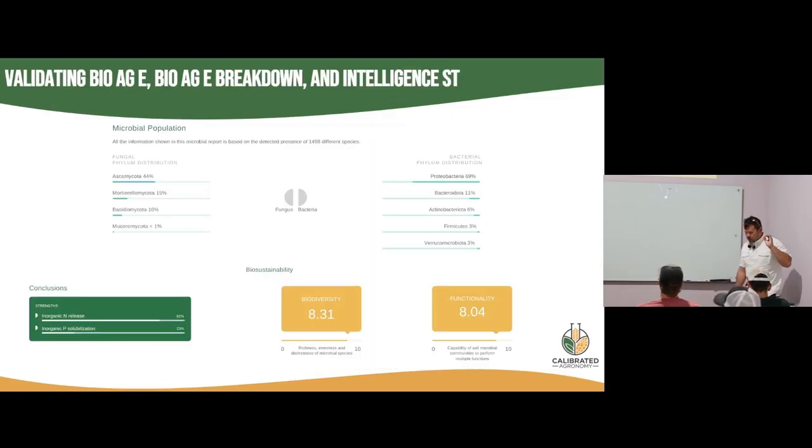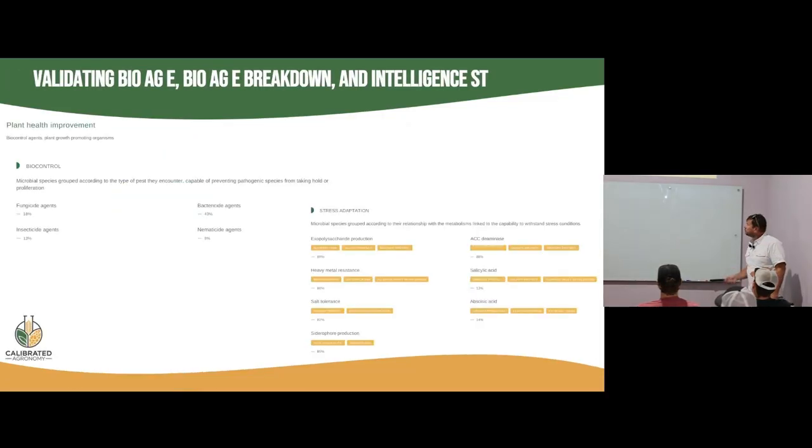So I want to take you through, this is an RNA report and kind of a summary of BioAg E, kind of the flagship of all our biology, BioAg E breakdown intelligence of our biological lineup. But we look at functionality and biodiversity. Those are the 2 things when I look at trying to perfect our product or continually get it better. We really want biodiversity and extreme functionality within the soil and plant.